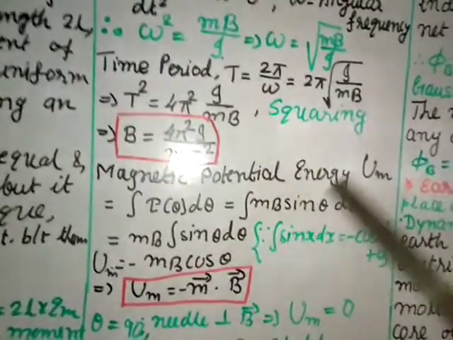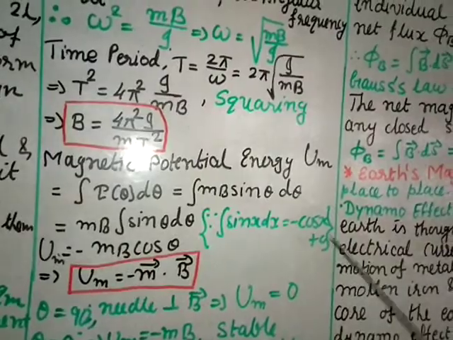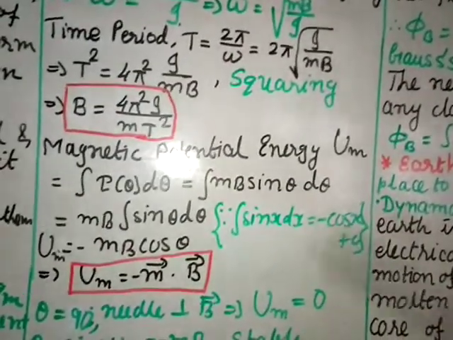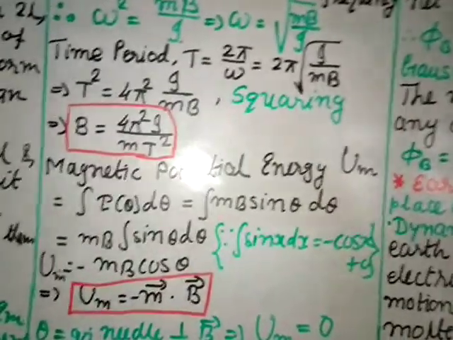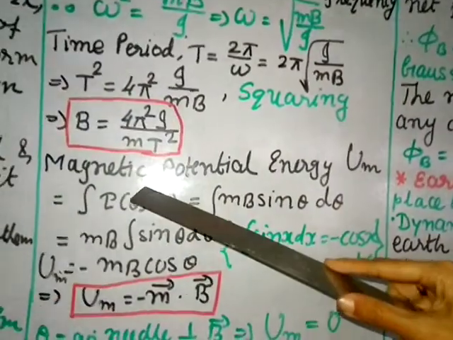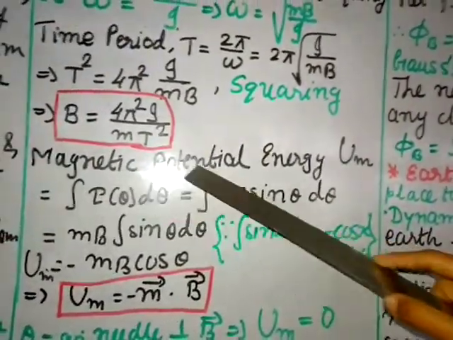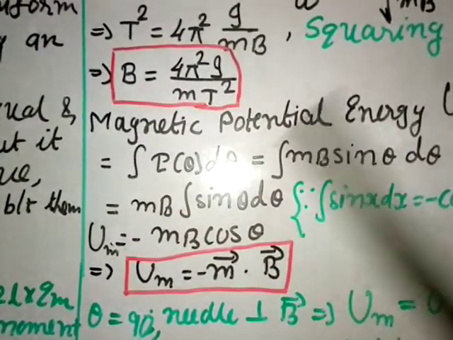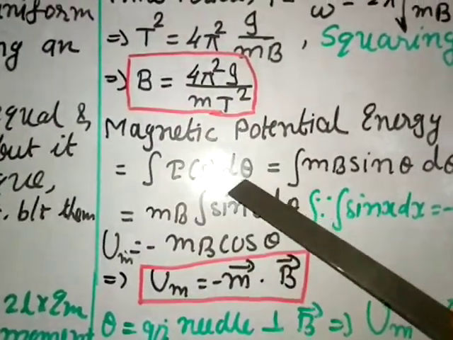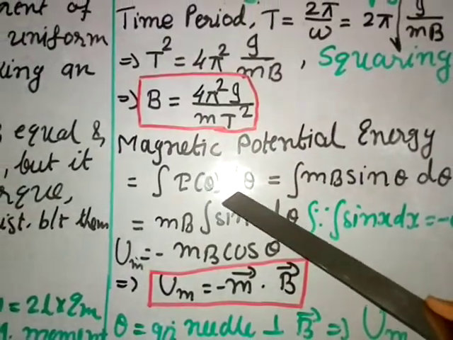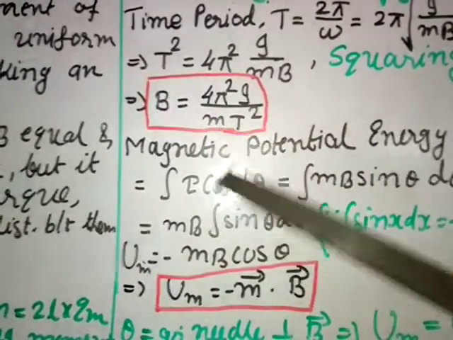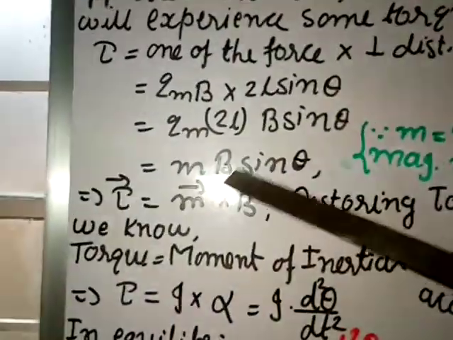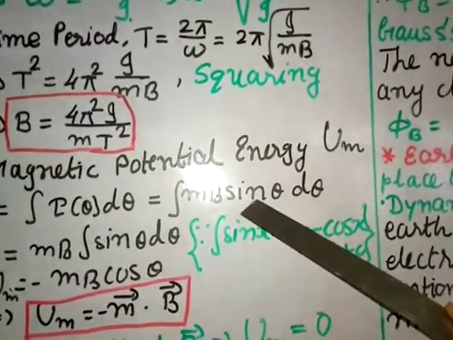Now, since I said that when I am giving some torque, it is going to be stored as potential energy in the needle, we find the potential energy. Magnetic potential energy U_m is equal to force into displacement. Here force is torque and displacement is angular displacement, that is d theta, and we will take the integration. We have already found the tau value as mB sin theta. So I'll put the integral of mB sin theta d theta.